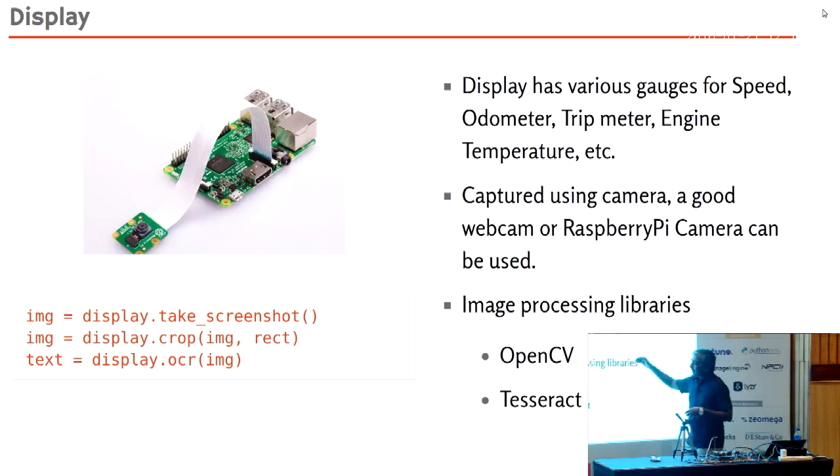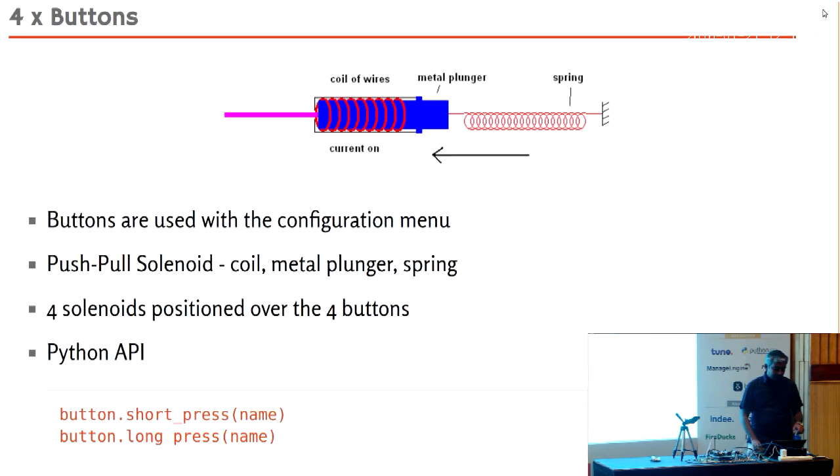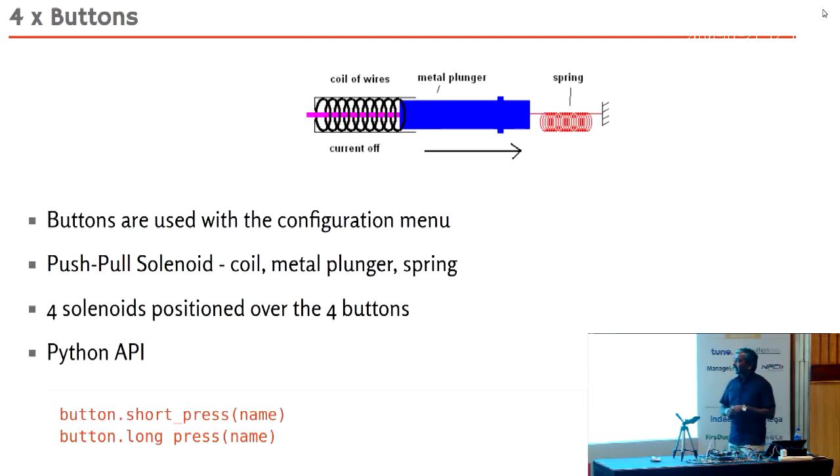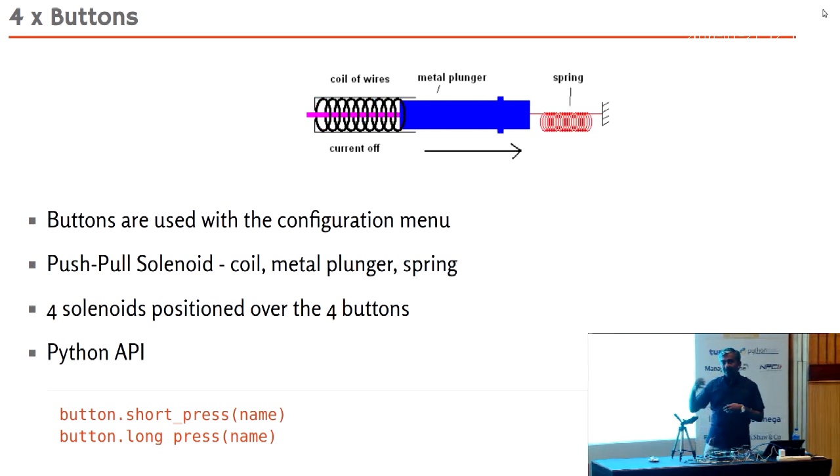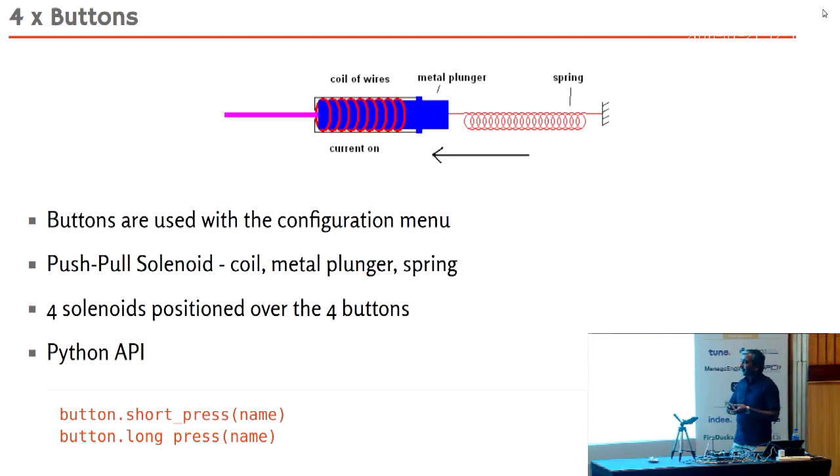So with this hardware and software in place, we have functions like take screenshot to capture the screen contents, a crop function to crop it to the required region, and then an OCR function that can convert image into text. So this is a bunch of functions we have implemented to interact with the display. Then we have a set of APIs to interact with the buttons on the top. This is again a hardware-software combination.